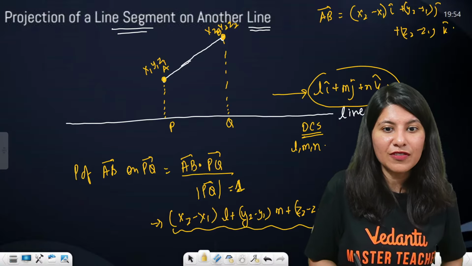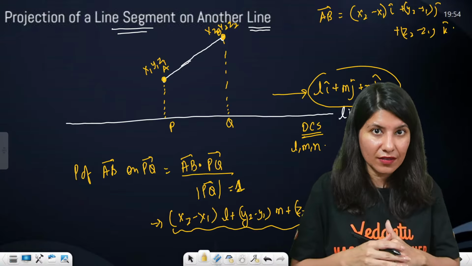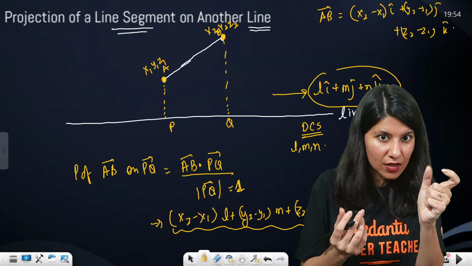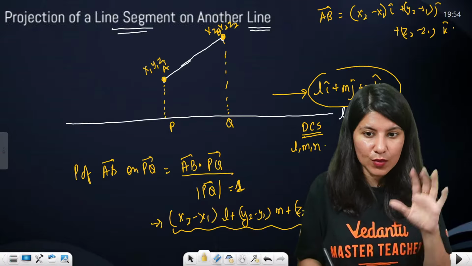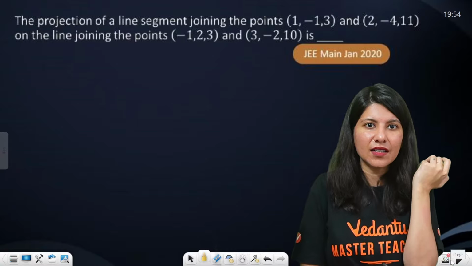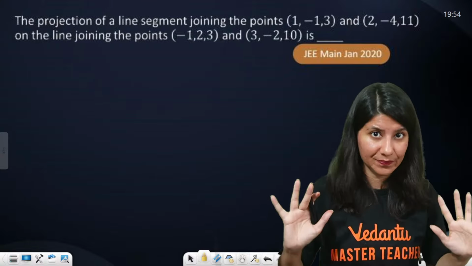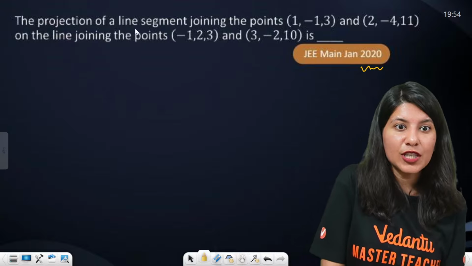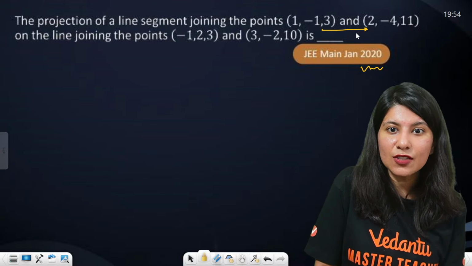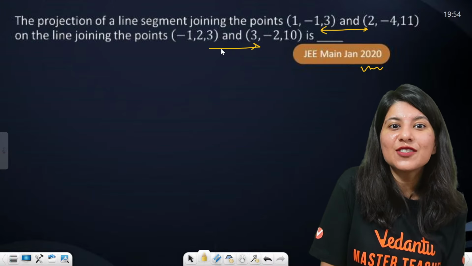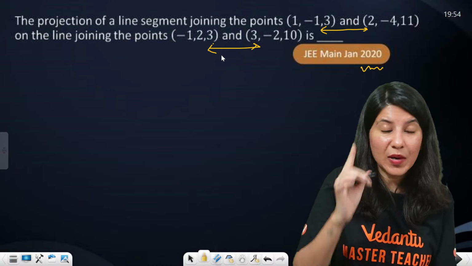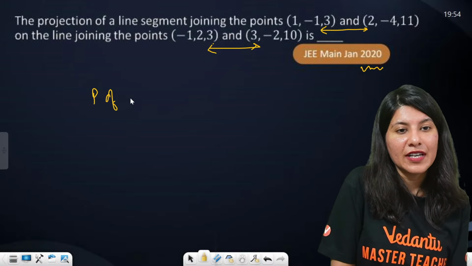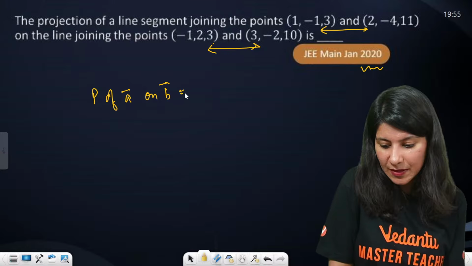So the projection of the line segment on a line will be the x component of the line segment into the direction cosine, and so on. Okay, let's apply this formula and understand it with the help of a problem. JEE Main January 2020: the projection of a line segment joining these 2 points on the line joining these 2 points. Okay, with a little bit of a twist, but let us remember that vector formula. So projection of A vector on B vector, tell me.